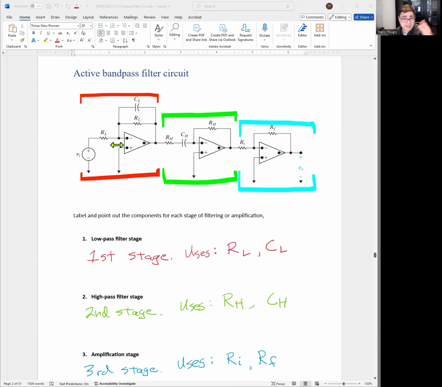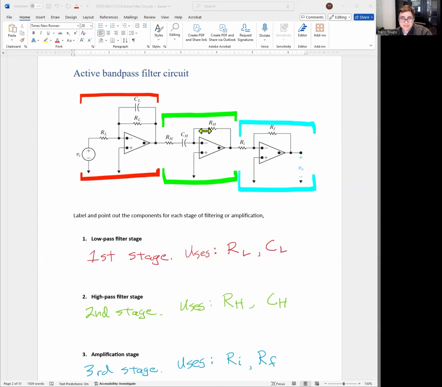We don't want to increase the gain early on here. The last stage is for the gain. So everything before the gain amplification stage, let's just make sure the gain is equal to 1. And the easiest way is to just make sure the two resistors are equal.